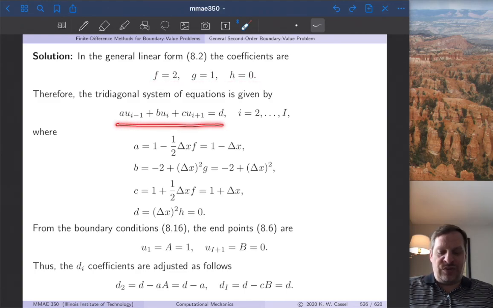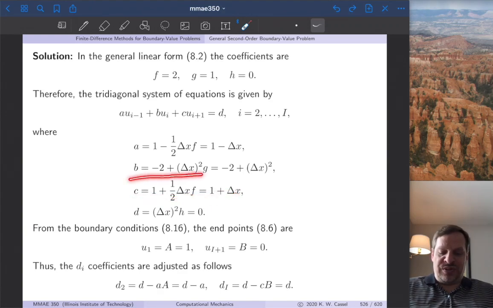The tridiagonal system of equations that we get is here. That's the finite difference equation, again with the a, the b, and the c. Now you'll notice there's no subscripts on the a, b, c, and d. That's because they're now constants. So a is 1 minus a half delta x f, but f is 2. So then a is 1 minus delta x. Again, it's just a constant. c is the same thing, but it's a plus sign instead of a minus sign.